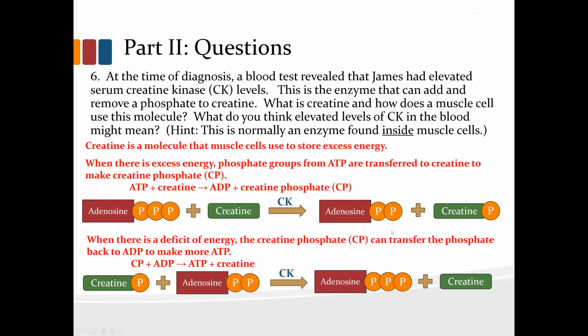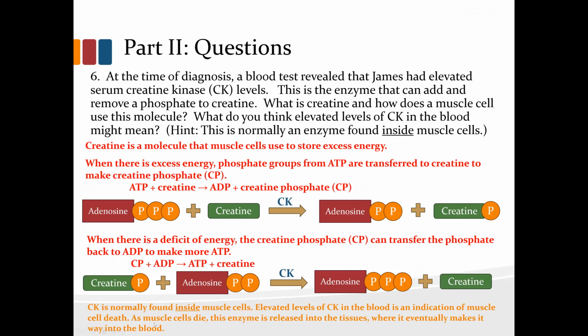So to answer the last part of the question, CK, creatine kinase, is normally found inside muscle cells. So elevated levels of CK in the blood is an indication of muscle cell death. As muscle cells die, this enzyme is released into the tissues where it eventually makes its way into the blood. So this is actually one of the ways that muscular dystrophy is diagnosed.